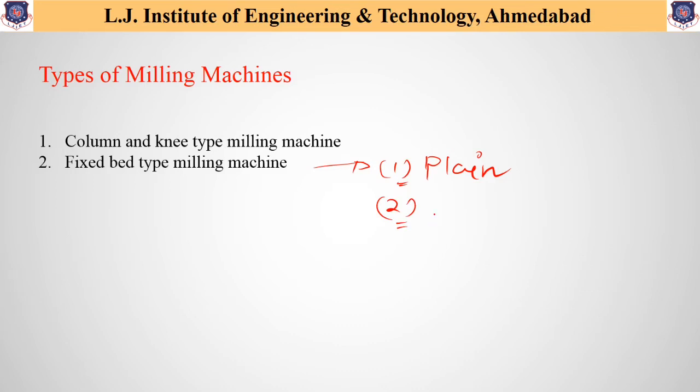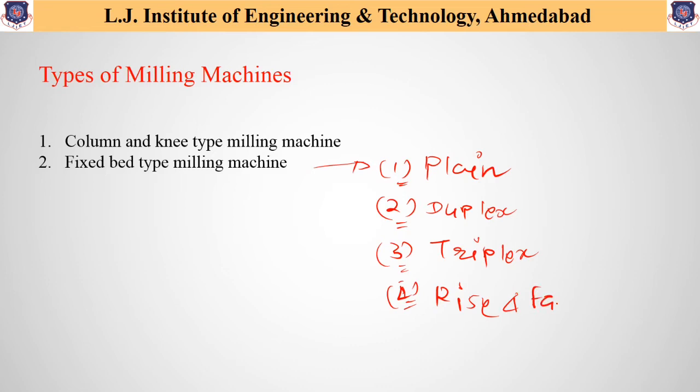Second one, that is the duplex head milling machine. Third one, that is the triplex head milling machine. And another one is named the rise and fall type milling machine. So these are the four different types of this fixed bed type milling machine.